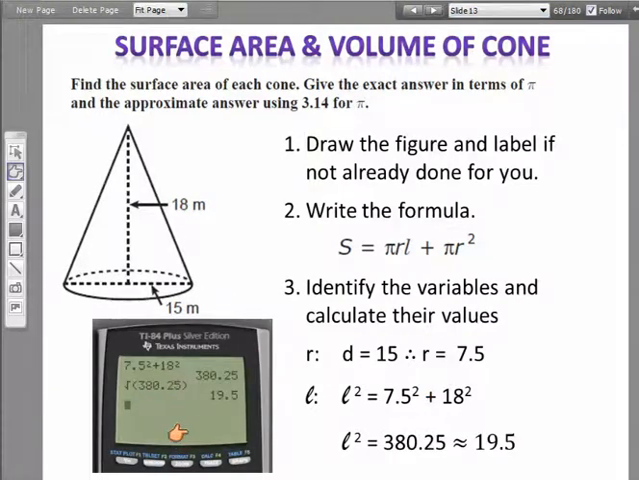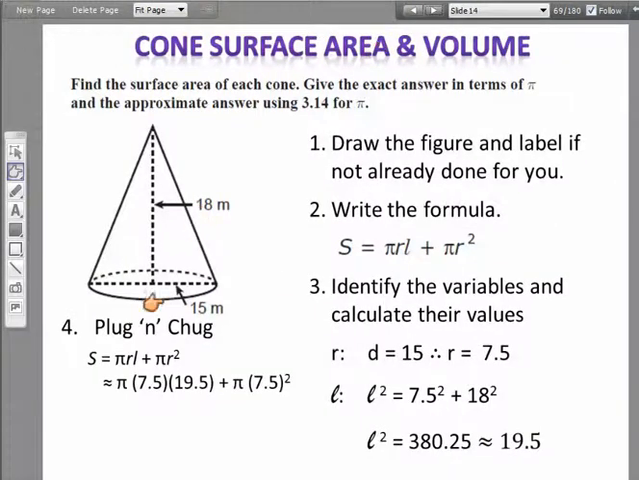And I just put a picture of the calculator up here to show you how I got my answer. L squared equals 380.25. And when I get the square root of 380.25, I get approximately 19.5. Okay? Because I want to put that because it's a decimal and it might be off.